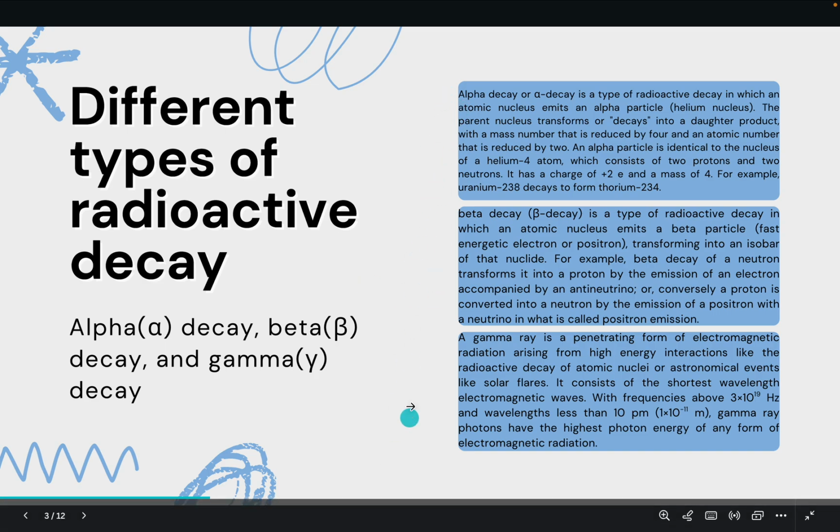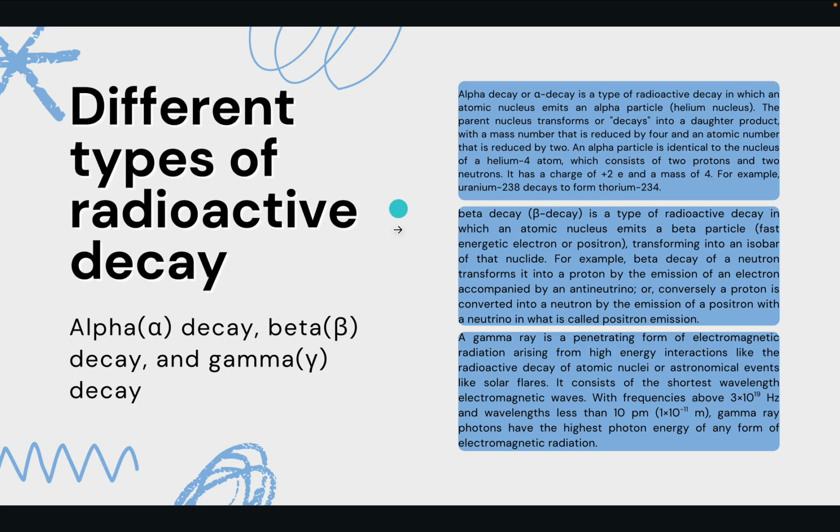So there are three main types of radioactive decay: alpha, beta, and gamma decay. Each type involves different particles and changes within the nucleus. In alpha decay, the nucleus emits an alpha particle, which consists of two protons and two neutrons, essentially a helium nucleus. This type of decay occurs in heavy elements like uranium or radium. Alpha particles are relatively heavy and carry a positive charge. They can be stopped by a sheet of paper or even skin, but they are still very dangerous.